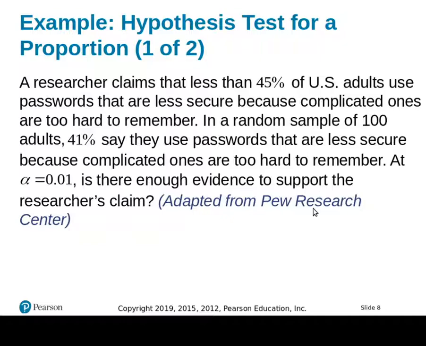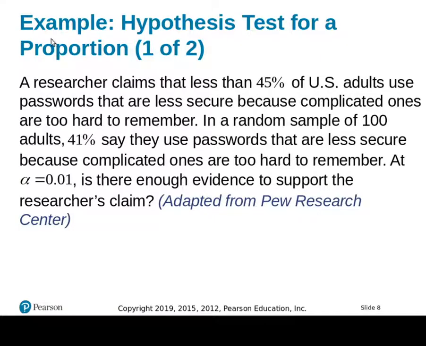So we're going to look at this problem, and we're going to set it up so that we can do this with a rejection region. So the first thing I'm going to do is draw it out. A researcher claims that less than 45% of US adults use passwords that are less secure because complicated ones are too hard to remember. So our claim is coming there.